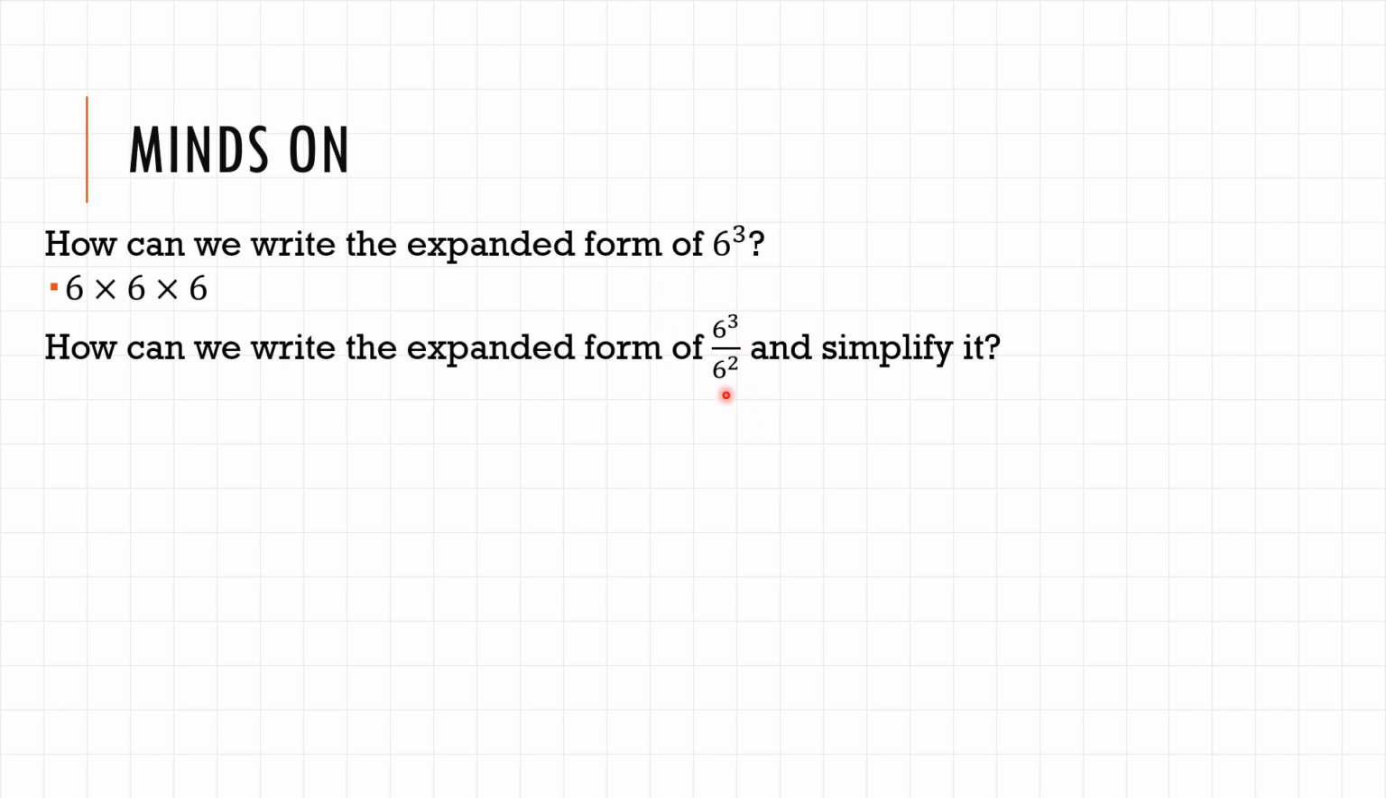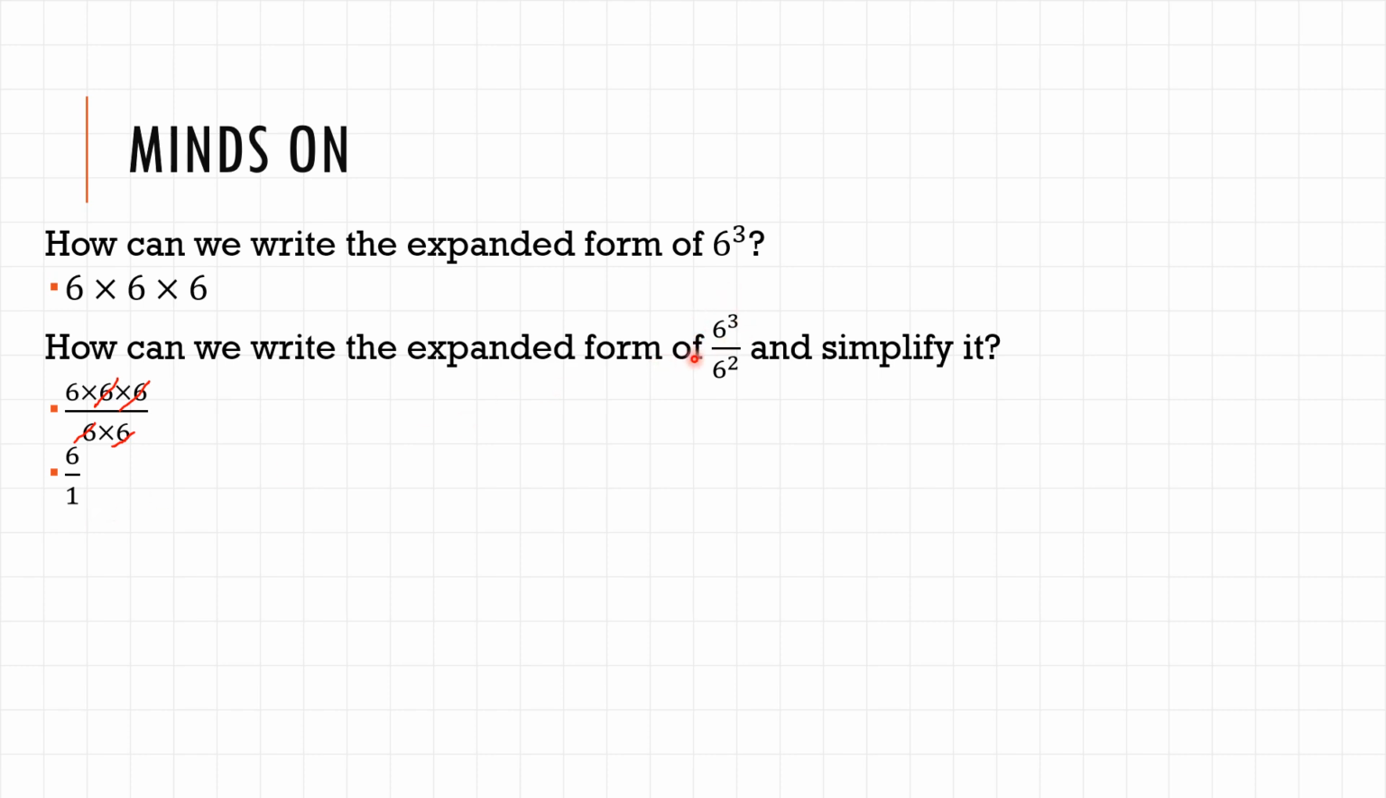It's pretty easy to write this in expanded form as well, right? We have the top is 6 times 6 times 6, which we already know from here. And the bottom is just 6 times itself 2 times, 6 times 6. And then what would we do to simplify this? Well, we might just say, these 6's will cancel out, these 6's will cancel out, and I'm left with just 6 over 1. Nice and easy.